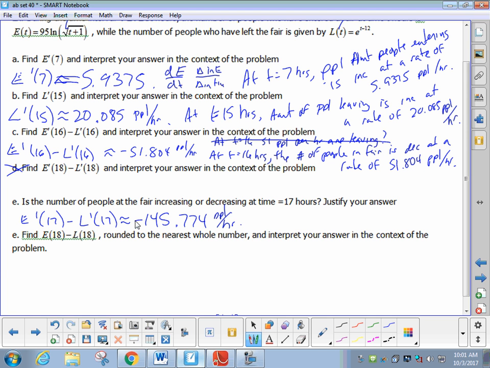Now make the conclusion. You would say the number of people is decreasing because E prime at 17 minus L prime at 17 is less than 0. You could also say E prime at 17 is greater or less than? Less than L prime at 17. Either one is fine. You could calculate the difference between the two and interpret the sign, or you could find each separately and compare the values. Either one would work. All right?